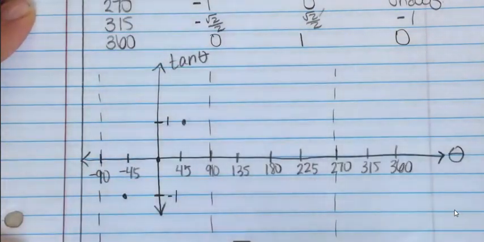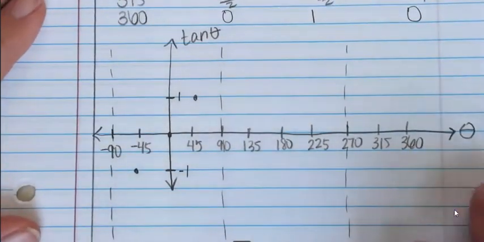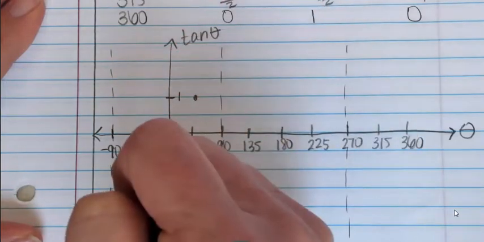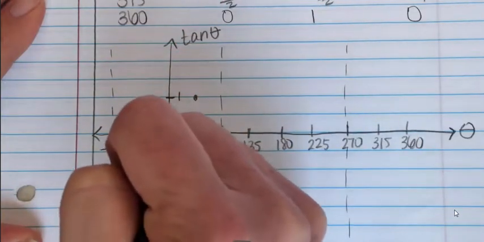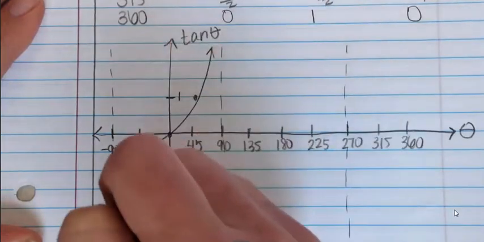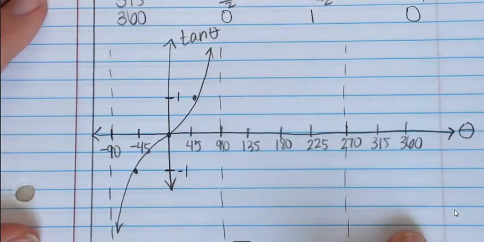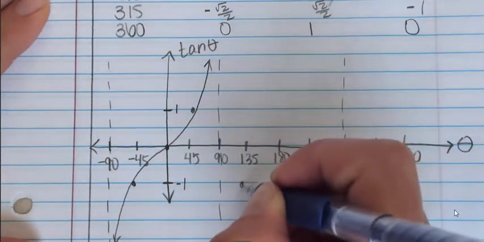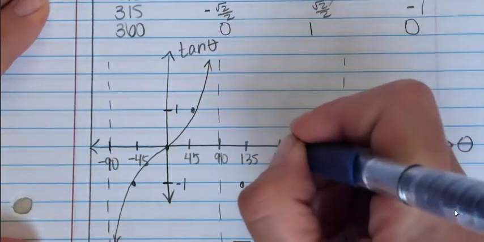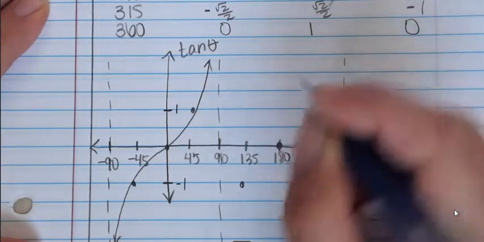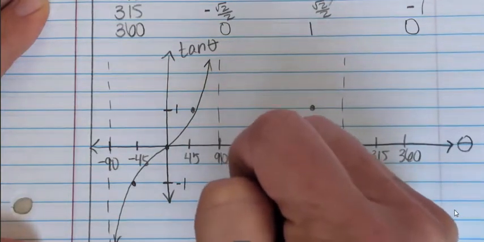So this is basically what every single one of these pieces is going to look like. It's going to approach both of the vertical asymptotes. It's going to kind of look like your cubic function. Something like that. Okay, I'm going to keep going. So at 135, I got an output of -1. At 180, I've got an output of 0. At 225, I've got an output of +1. So I got another branch here.